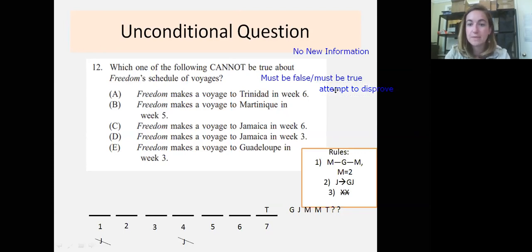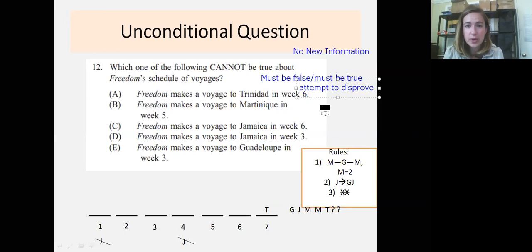You can do that by finding a diagram that you've created somewhere else in your game so far that shows that that answer choice doesn't have to be false or doesn't have to be true. You can do it by glancing at an inference that you already made that shows that that doesn't have to be false or true. Or you can do it by creating a hypothetical scenario that's going to prove a certain answer choice doesn't have to be false or doesn't have to be true.